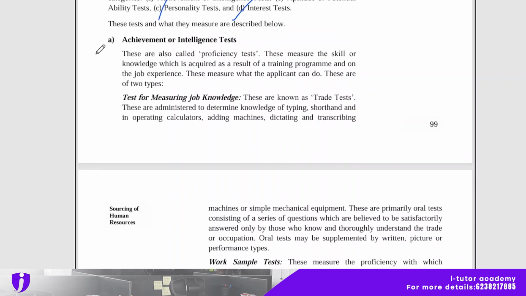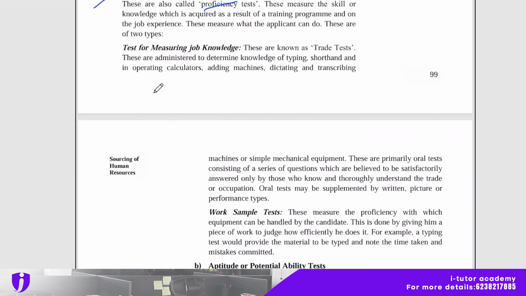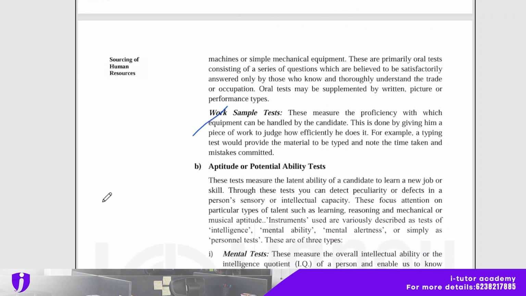So, achievement or intelligence test, also called proficiency test. These measure the skill or knowledge which is acquired as a result of a training program and on-the-job experience. These measure what the applicant can do. These are of two types. The first one is test for measuring job knowledge, and the second one is work sample test.